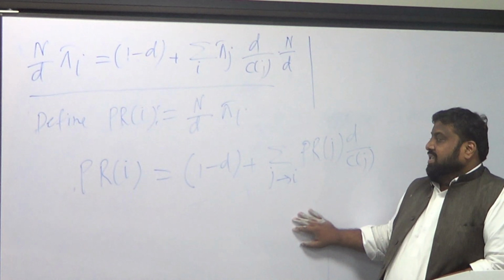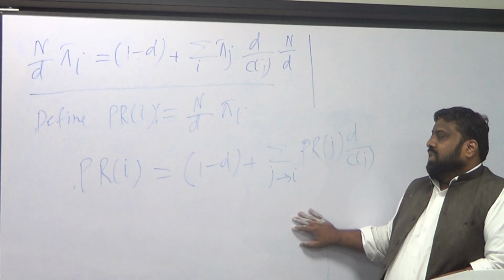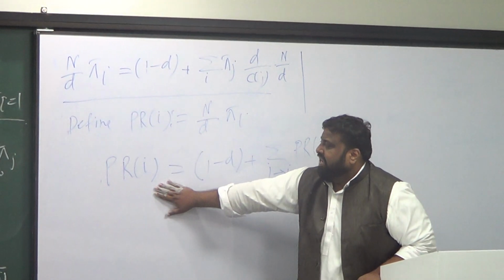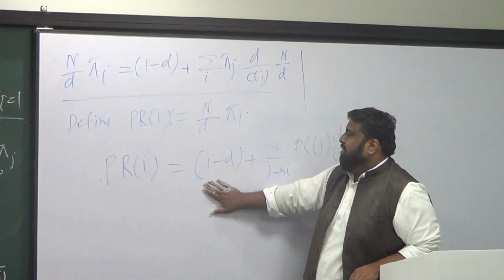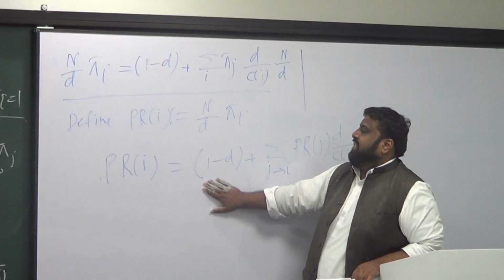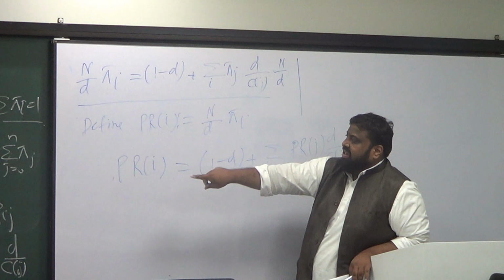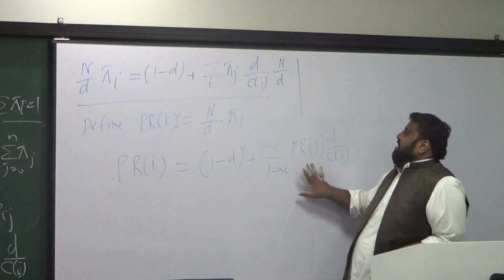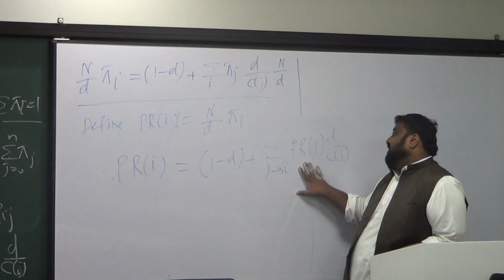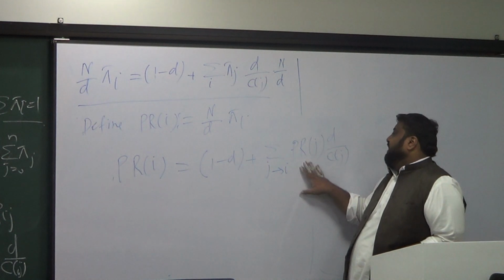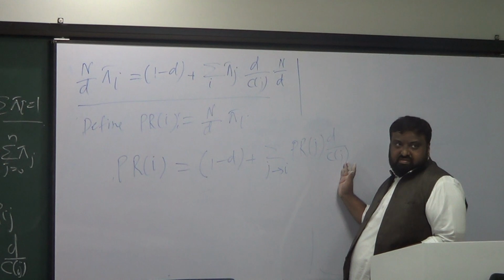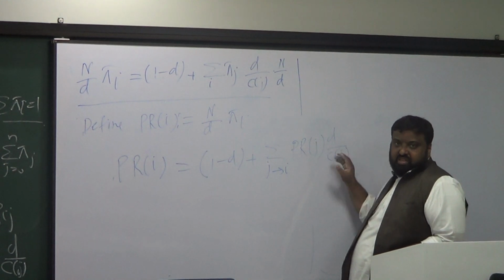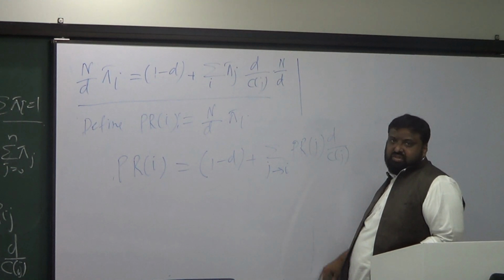So the PageRank of I is equal to the probability of moving from the imaginary state I times the PageRank of those states which refer to I, multiplied by their weights. That's how you compute the Google PageRank actually.